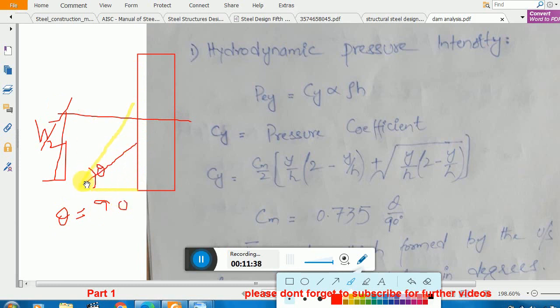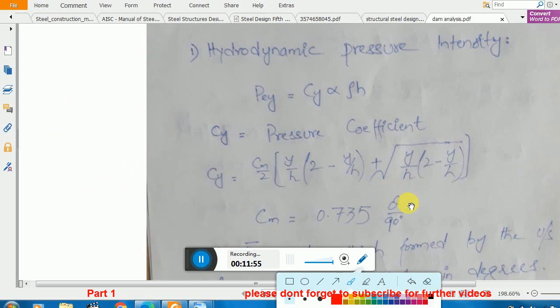But if that inclined surface reaches the middle portion, the half portion, or above the half portion, then we calculate the angle theta, okay? And we calculate that theta and we get the Cm value, remember. This is a very important step, and inshallah I will show you in the calculation as well.